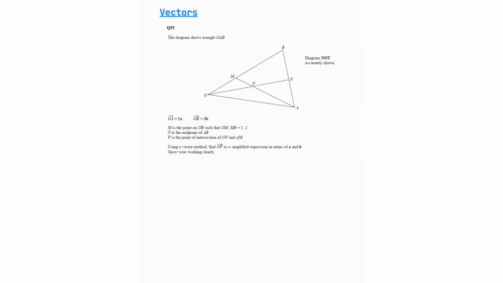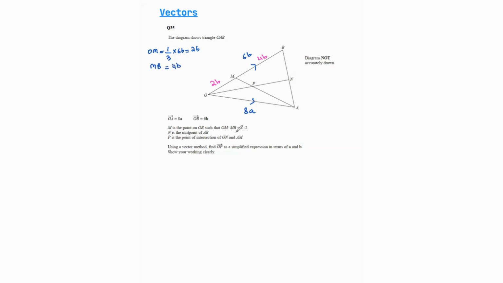Okay, last question. Vector. The diagram shows triangle OAB, where vector OA is 8a. So let's highlight that. OB is 6b. M is the point on OB such that OM is to MB is 1:2. So that means OM is going to be 1/3 of 6b, which is 2b. And this will be 4b. MB is going to be 4b.